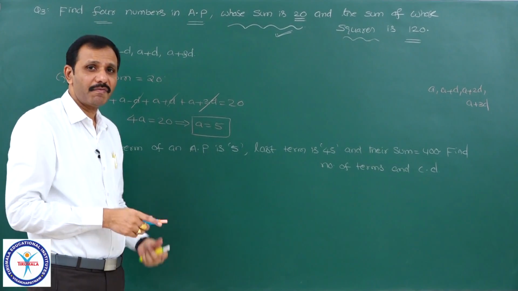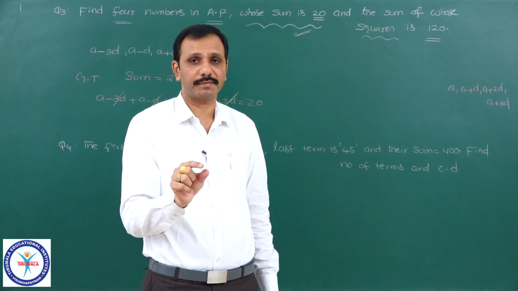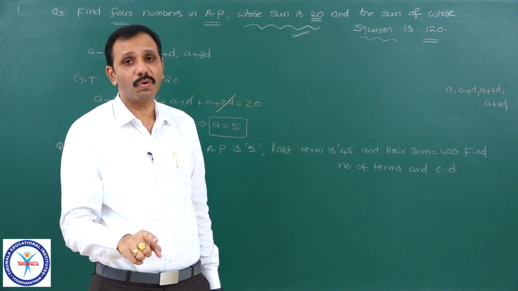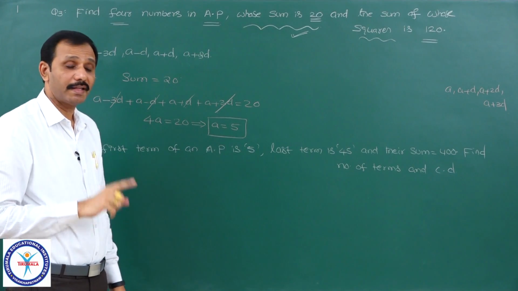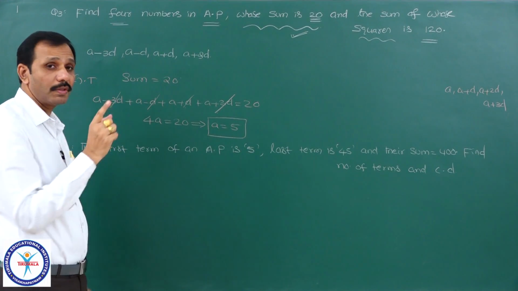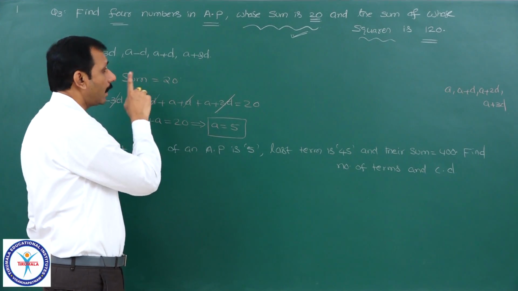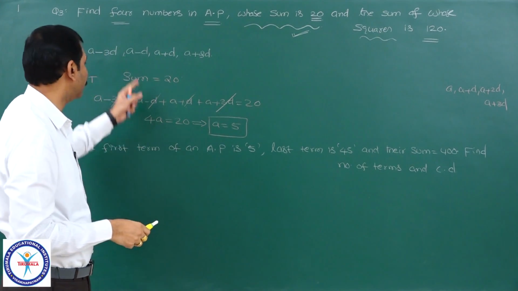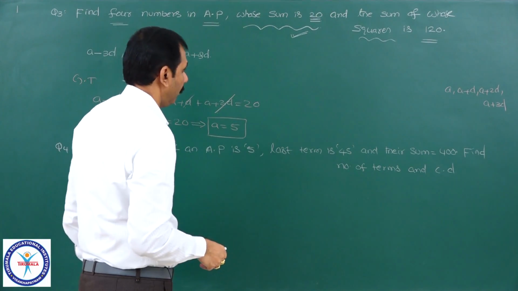And remember, whenever the sum of the terms of an AP is given, then go with these types of numbers only. Choose the numbers so that only one variable will be there when you add all those terms. Okay, anyhow this part we discussed. a, I got it. And next one.